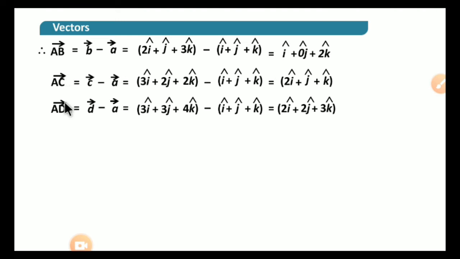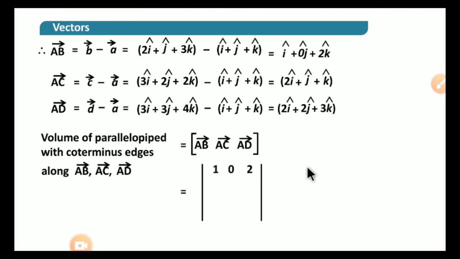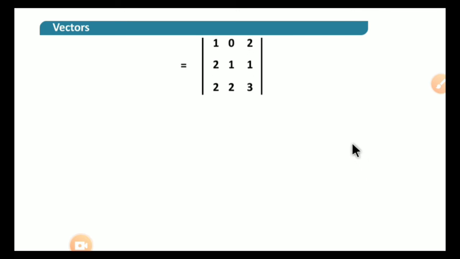After getting all these three vectors, now we have to find out the volume of the parallelepiped with coterminous edges along AB, AC, AD. This will be equal to the box product of AB, AC, AD, which is also equal to the determinant 1, 0, 2, next 2, 1, 1 and next 2, 2, 3. Now we have to find out the value of this determinant.